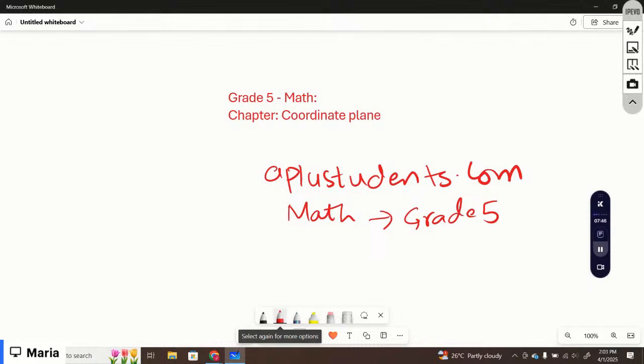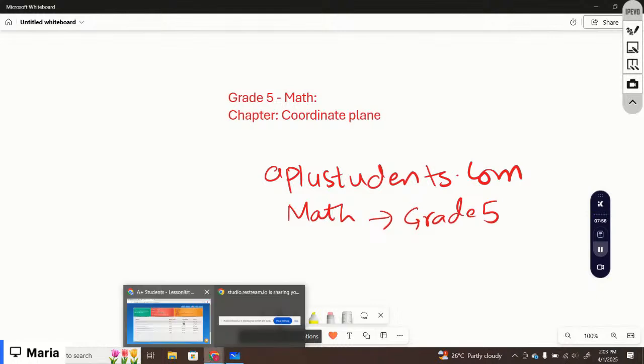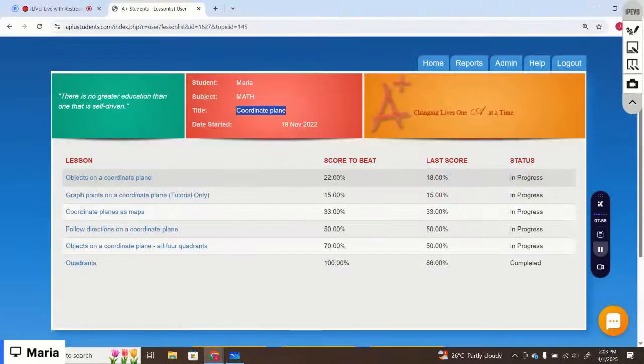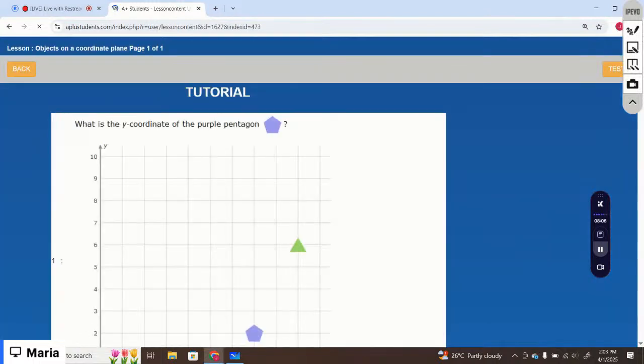Please make sure you have your notebook and pencil so that you can note down the important examples and definitions as well. Then I'm on grade 5 math. Let's just start with the first lesson, that is objects on a coordinate plane.